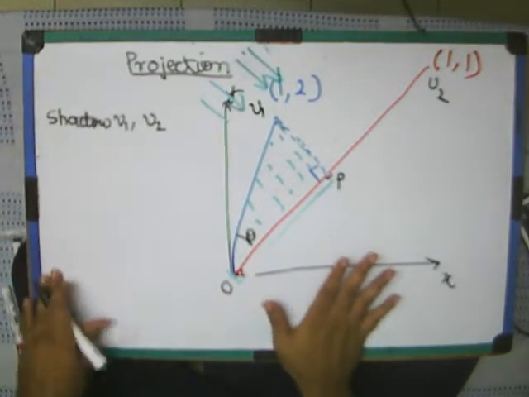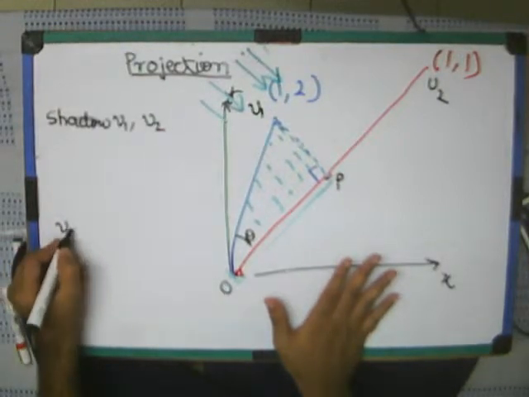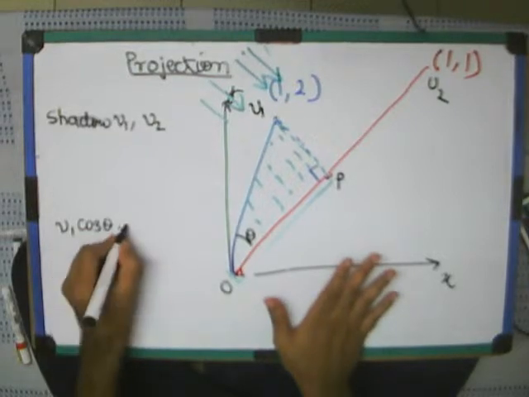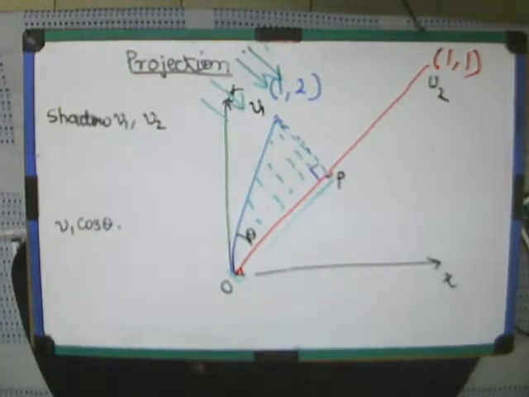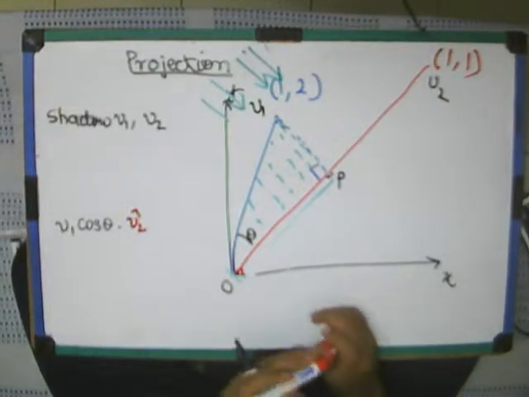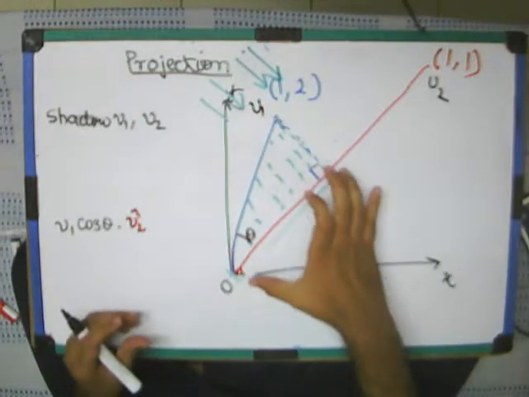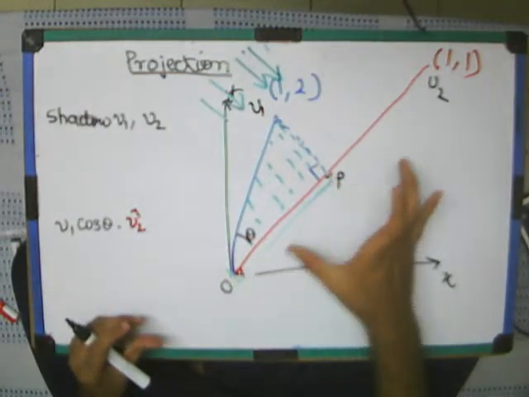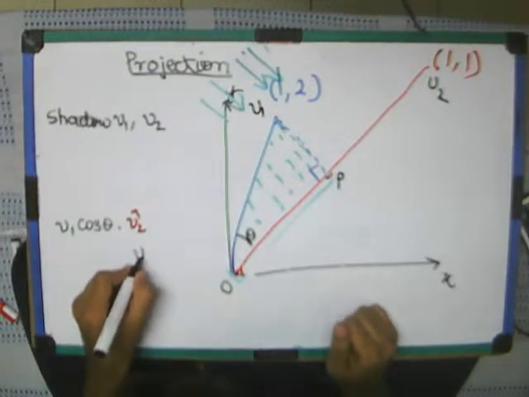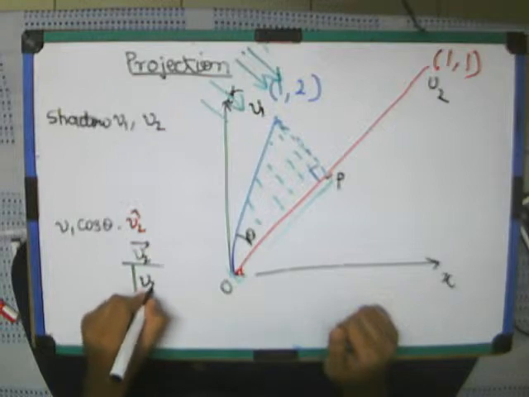Okay. So now if I have to find the component of v1 in v2, what will I do? It will be v1 cos theta into this v2 cap. Isn't it so? So it will be this v1 into cos theta, this will be this length, and the direction is given by v2 cap. Now what is v2 cap? It's nothing but v2 vector divided by mod of v2.